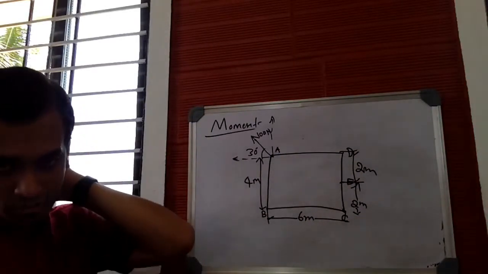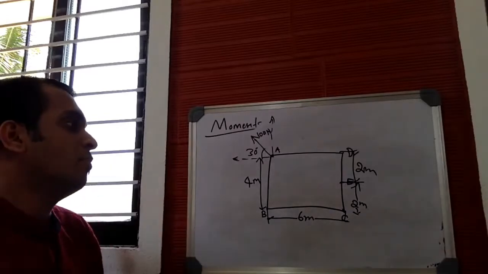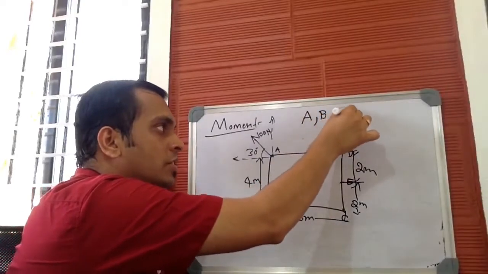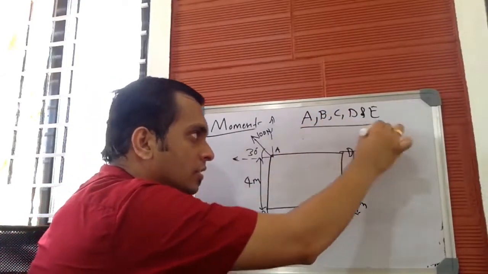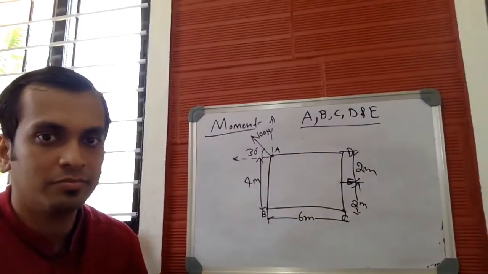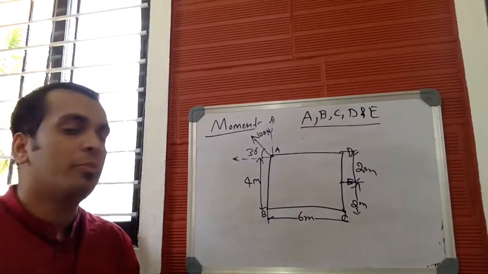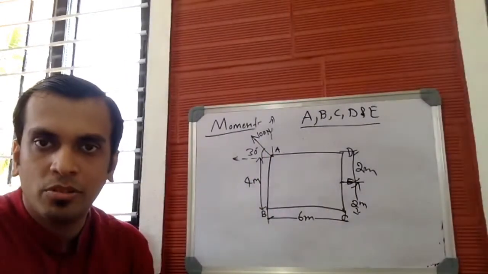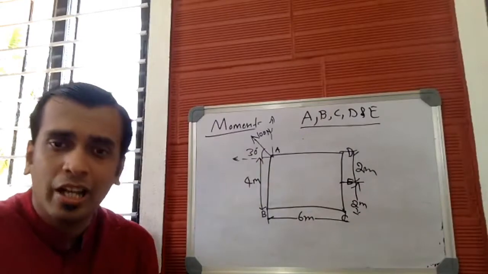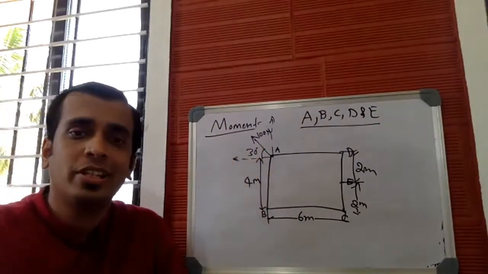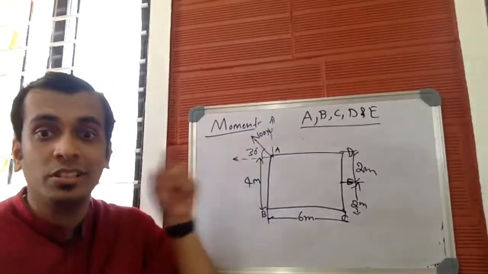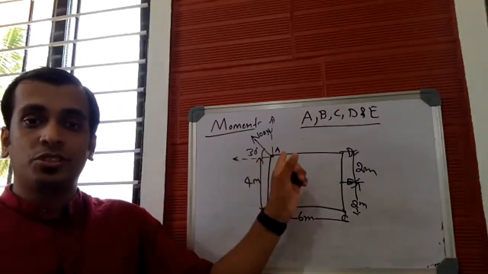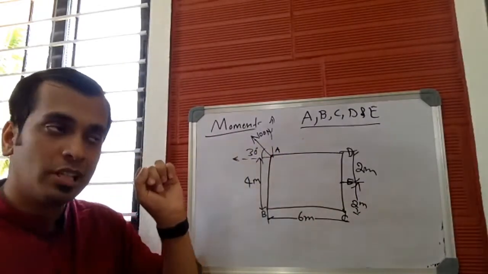According to the given question, we need moment about the points A, B, C, D, and E. So before you find the moment about all of these points, first of all, you have to resolve this force into its horizontal and vertical components. Resolve because it is inclined. You cannot keep any of the forces inclined in the given system. So since this particular force is inclined, you have to resolve it into its horizontal and vertical components.